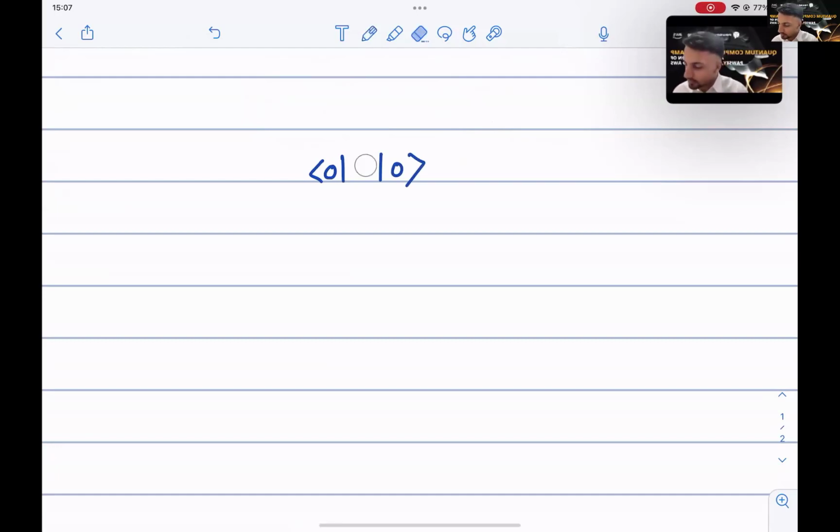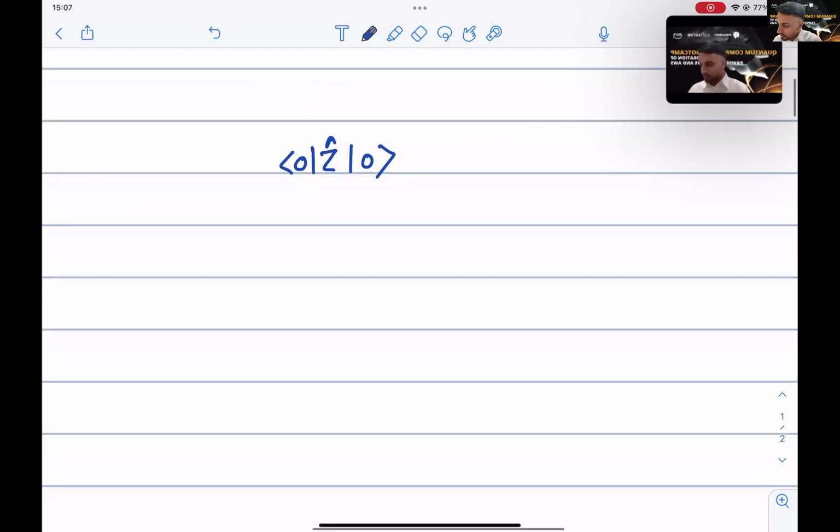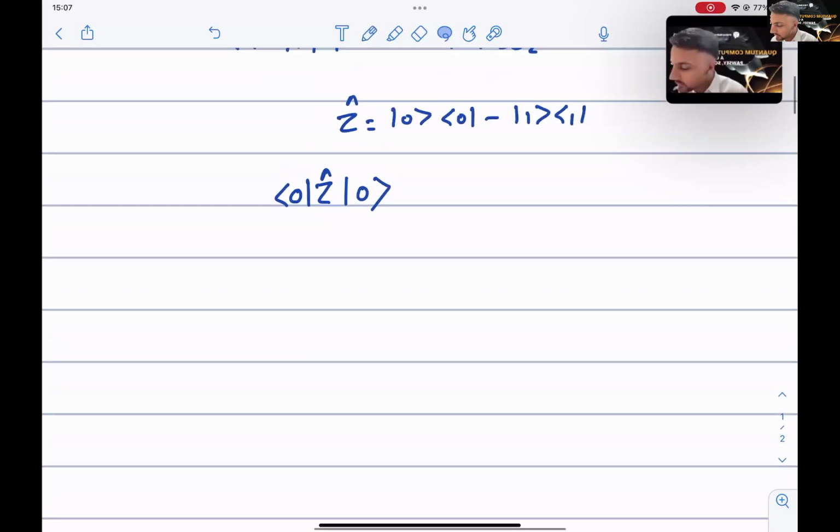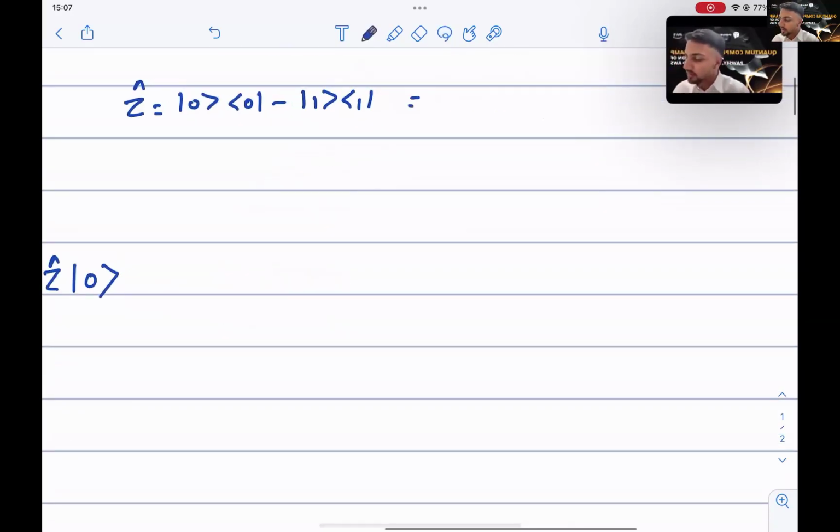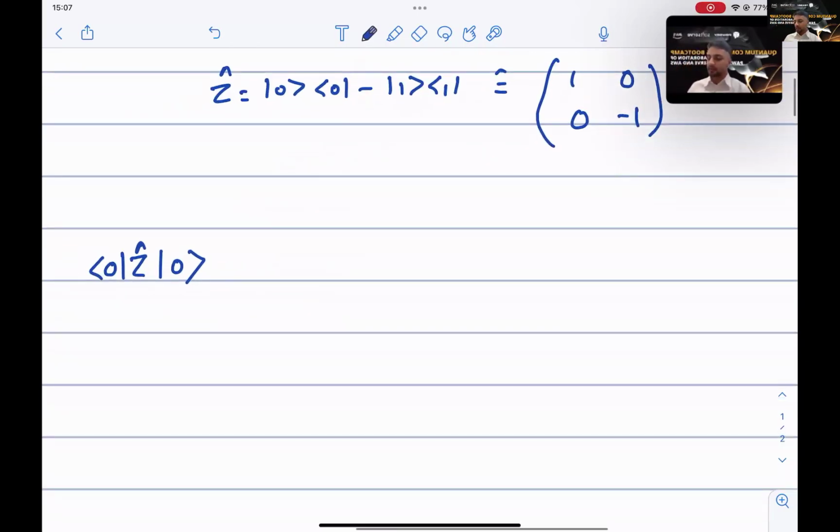Sorry, the eigenstate of x is not 0. Let's use z. Okay. So Jonas said that the definition of g is just this guy. Now if you look at this operator z, obviously you can write a matrix form of this. If you simplify this, you'll see that it's just this matrix.